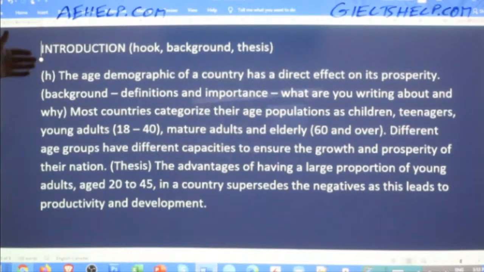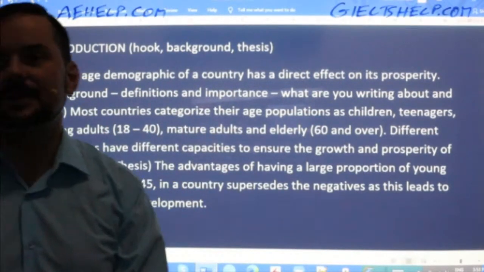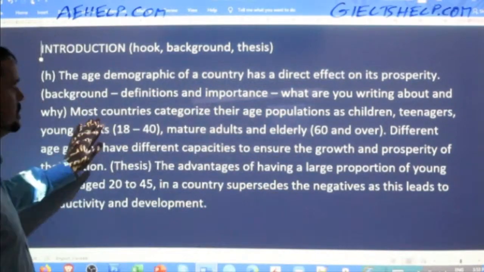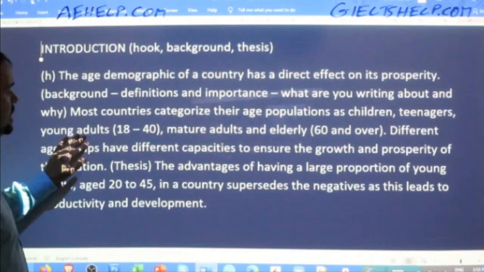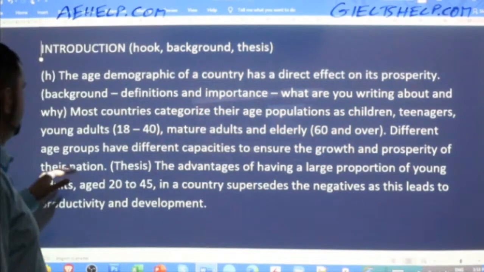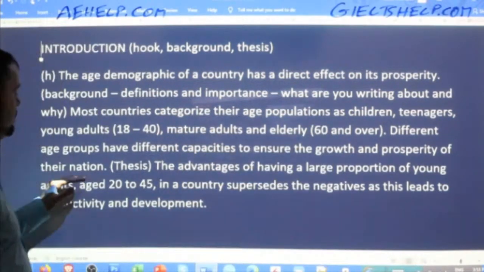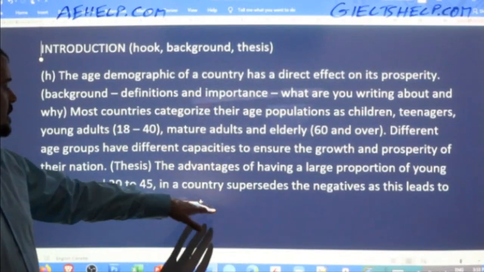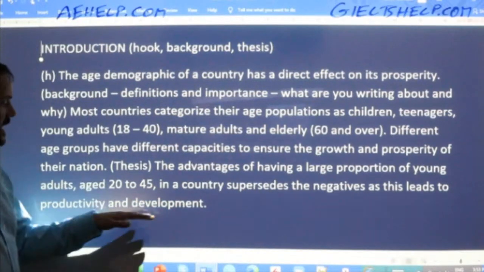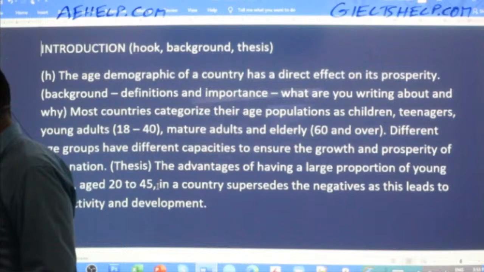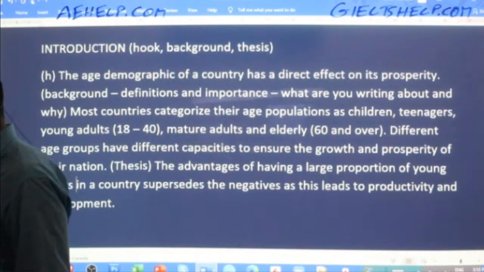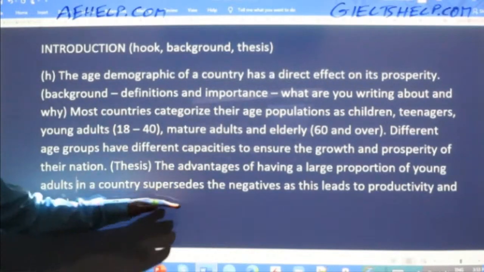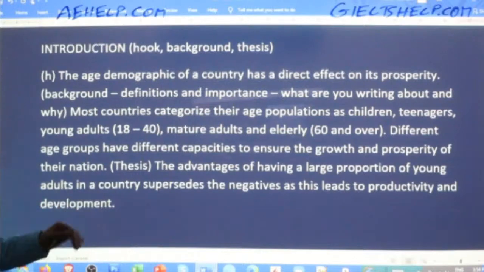Let's do this. So introduction with a hook, background, and a thesis. Okay, all right, check it out. The age demographic of a country has a direct effect on its prosperity. Most countries categorize their age populations as children, teenagers, young adults, mature adults, and elderly, 60 and over. Different age groups have different capacities to ensure the growth and prosperity of their nation. The advantages of having a large population of young adults, aged 20 to 45, in a country supersedes the negatives, as this leads to productivity and development. So now I can take out this part because I've defined it, right? And I don't want to define it differently than before. So there we go. I've removed that because I have it here. Okay, so the advantages of having a large population of young adults in a country supersedes the negatives, as this leads to productivity and development. All right, good. So there it is.